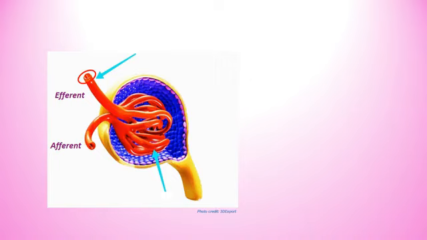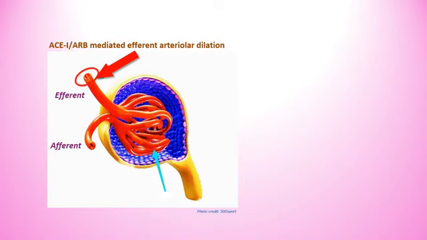In this slide, I want to show the mechanism of action of the ACE inhibitor or angiotensin receptor blocker over the efferent arteriole. What happens? If we administer ACE inhibitor or ARB, it dilates the efferent arteriole. As a result, there will be fall of intraglomerular pressure.